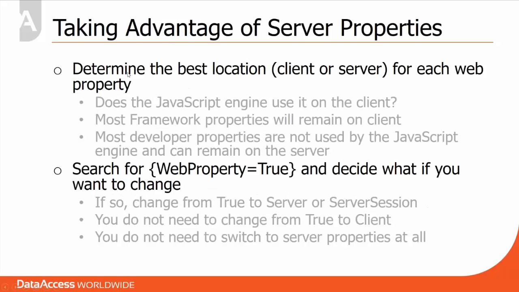How do you take advantage of server properties? You basically do the same thing that we had to do. We went through and said, okay, now that we have these, is there anything in the framework, is there anything that we're doing that really doesn't need to go to the client? If there is, then you're going to change its style of web property from true to server or server session. And if it is still required to go over, you just leave it alone. You don't have to change web property equal true to web property equal client. They are equal, so you can just leave everything alone. And you just go through and change them one by one.